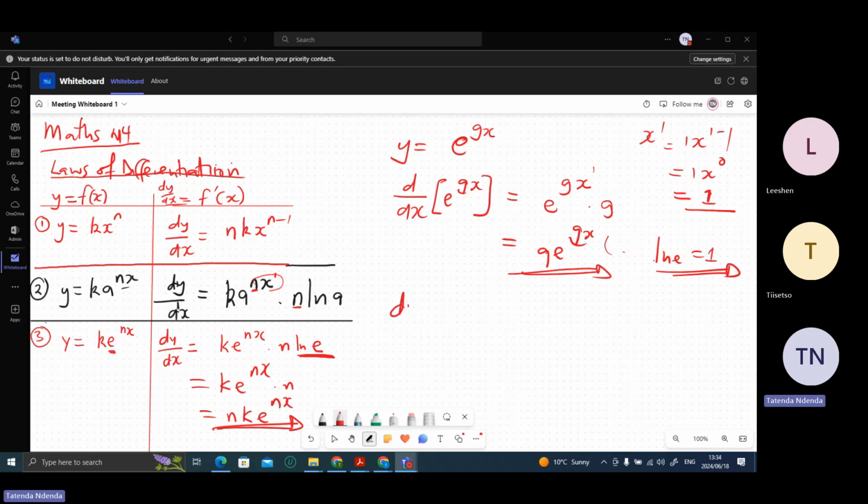Let's say y is equal to e to the power of 4x. Here, guys, write the equation the way it is first, meaning that it's going to be e to the power of 4x multiplied by, if you differentiate 4x, how much do you get?